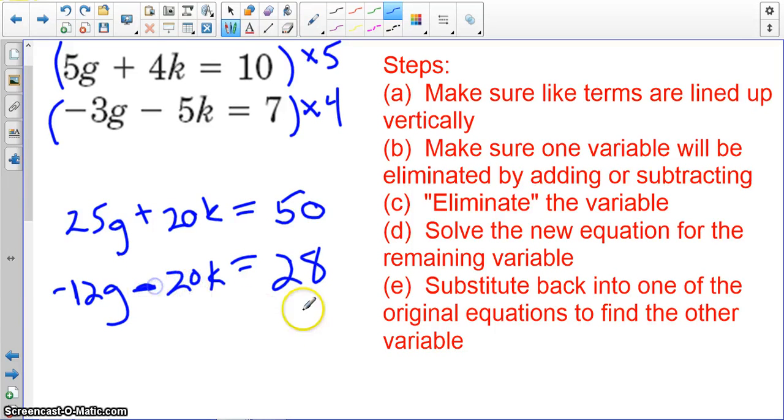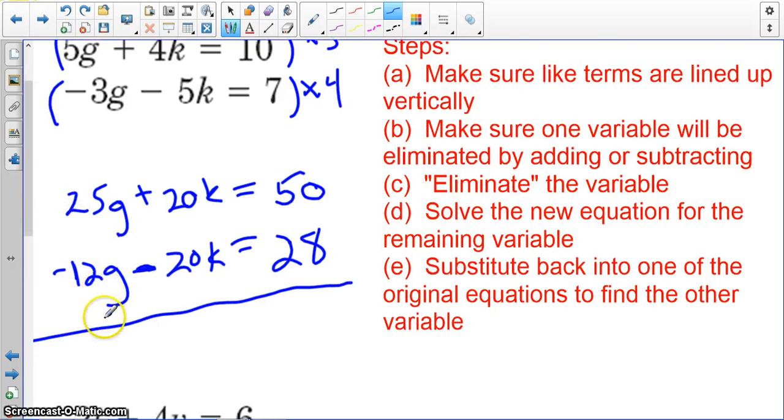Okay, so minus. And then here, since they are opposites, plus 20 and minus 20, we can really just add straight down. That's the eliminate the variable. So we add straight down.